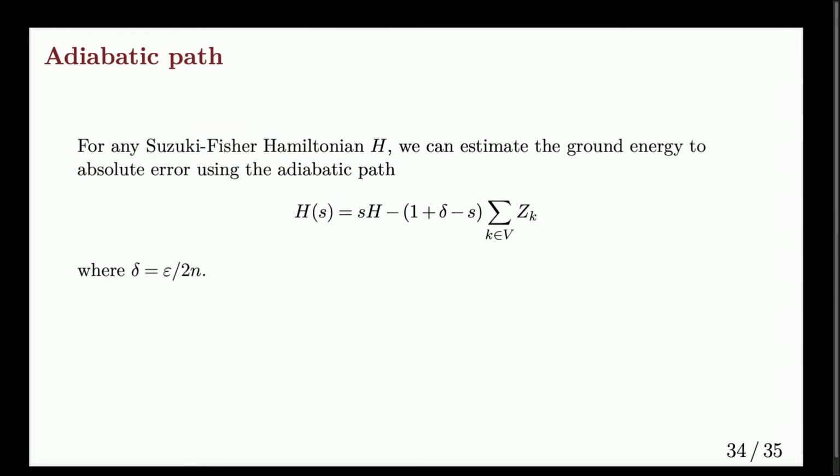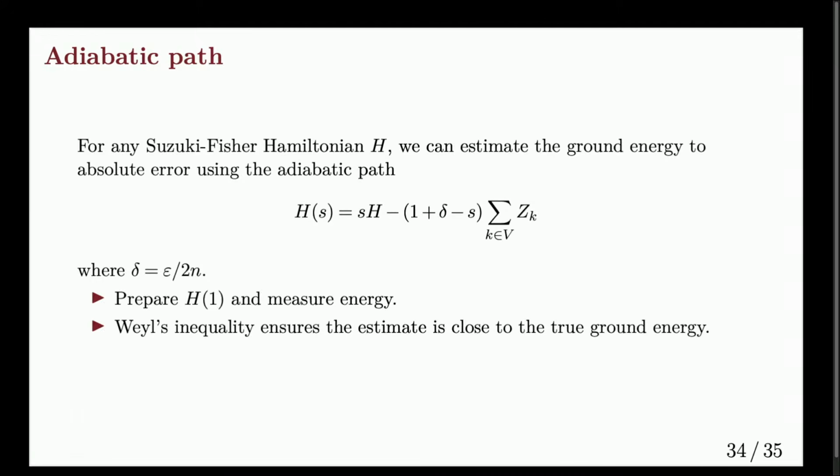This is the adiabatic path we choose. You just interpolate from a pure Z field Hamiltonian to the actual Hamiltonian you want. There's a small gap, delta, which we take as epsilon over 2n. The reason is that if you don't have any Z field, then we can still use our theorem. And the algorithm is extremely simple. You prepare h of 1, and then Weil's inequality ensures that the estimate is good.